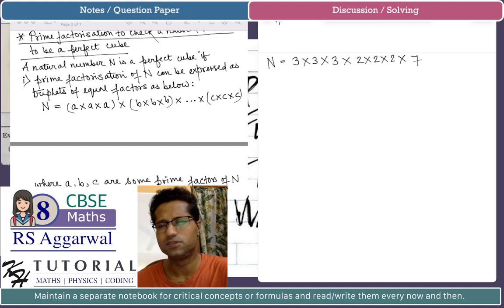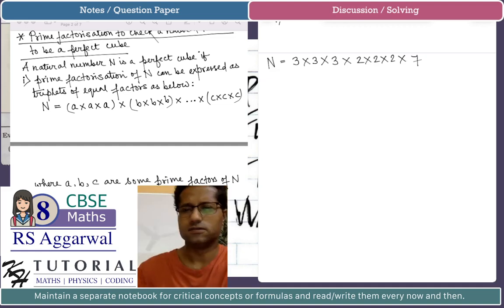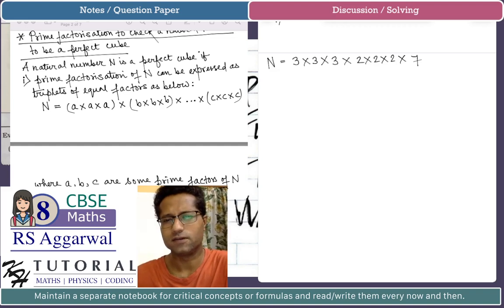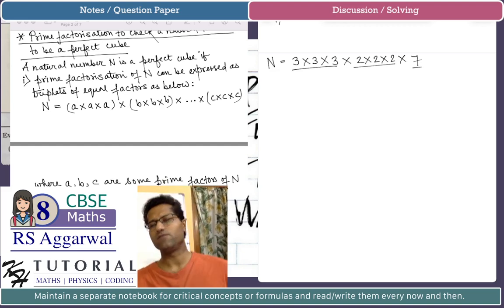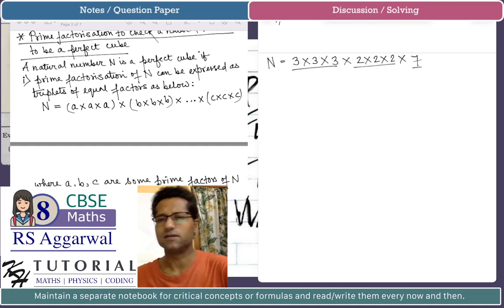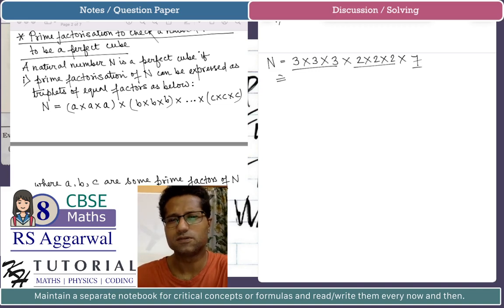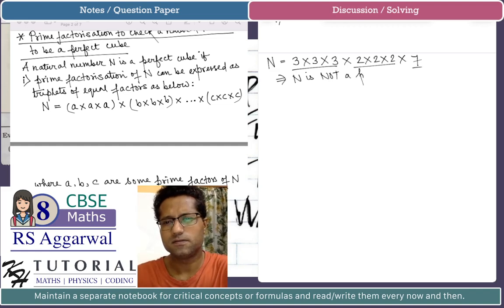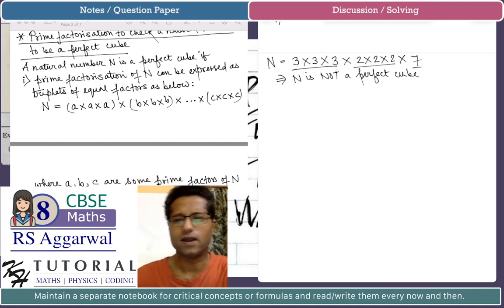We will have to form triplets of equal factors. Triplets means three equal factors, that is, the same prime factor. So this is one triplet, this is one triplet, but we can see the prime factor 7 is not part of any triplet. So this implies n is not a perfect cube.